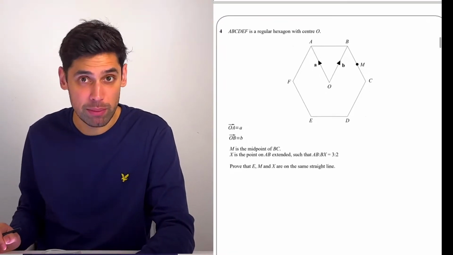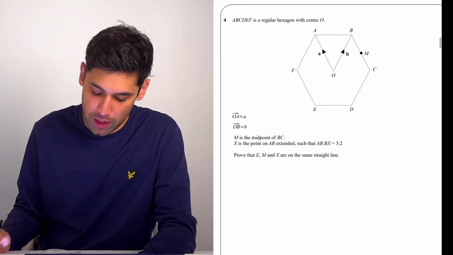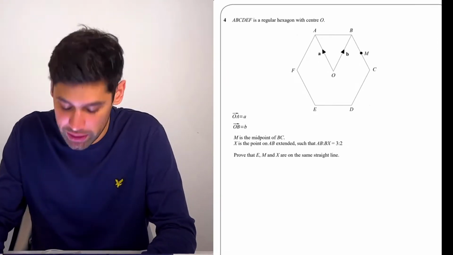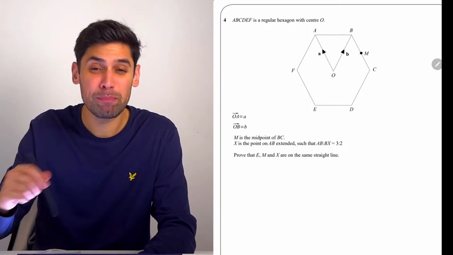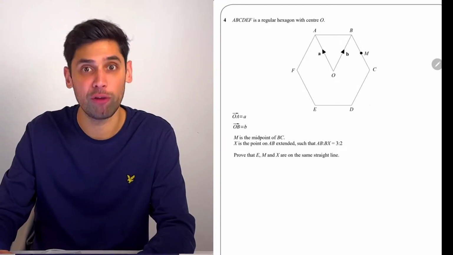I'd say 99% of people aren't going to get this question right in the exam. So, it starts by defining the vectors that are already drawn on there, which is very nice. M is the midpoint of BC, as we can see there. By midpoint, that's telling us that it's half of the way. So if we want to get from B to M, it's going to be half of BC.